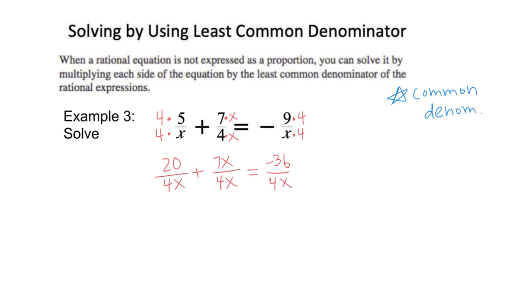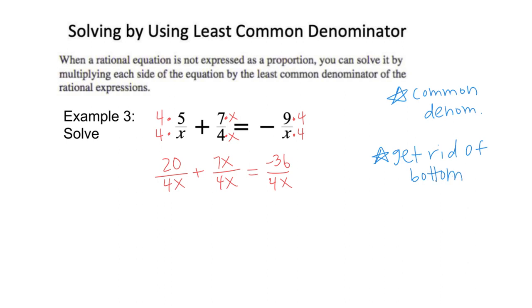So now that I have all of my denominators the same, I have a trick. The bottoms really don't matter anymore. Now that the whole thing is the same on the bottom, I want to just focus on the top. So what I would do is get rid of the bottom. I know that sounds weird.